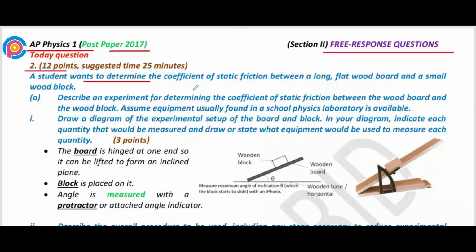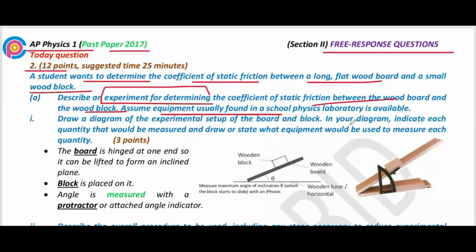A student wants to determine the coefficient of static friction between a long flat wood board and a small wood block. Describe the experiment for determining the coefficient of static friction between the wood board and the wood block. We have to devise an experiment. Assume equipment usually found in a school physics laboratory is available.